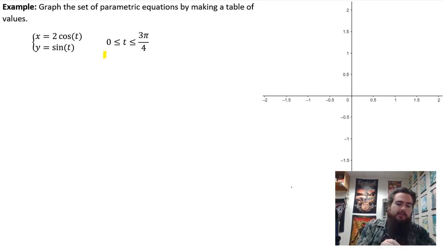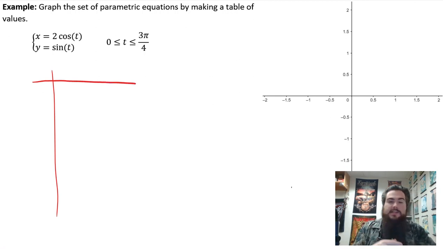Furthermore, we also have a restriction on t. T is said to be between 0 and 3 pi over 4. That is going to be pretty helpful, particularly when we try to go through this by creating a table of values, as we do have restrictions for what kind of values we can use for t. I will create, in this case, a literal t table, where I will be plugging in values between 0 and 3 pi over 4, and I will get x and y in return, and I can graph from there.